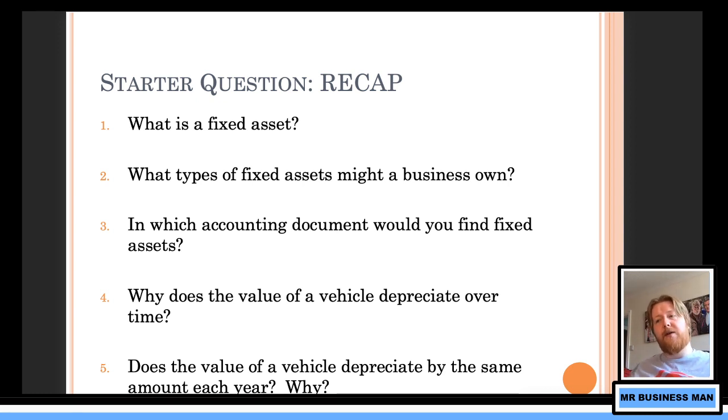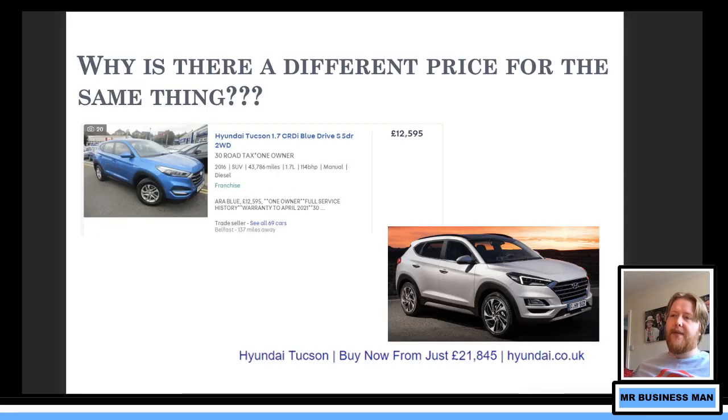Does the value of a vehicle depreciate by the same amount each year? No, not necessarily. The longer that you have it, the more it depreciates. In fact, vehicles are particularly bad when they've just come off the forecourt. As soon as you own that, you massively take the value off it. That's why there's no real benefit to buying new vehicles, because you actually end up taking the depreciation yourself. That car that was 21 grand would have gone down to probably about 16 as soon as you drove it off the forecourt, which is horrible. That's why I would suggest don't buy new cars, because it doesn't make any sense to.